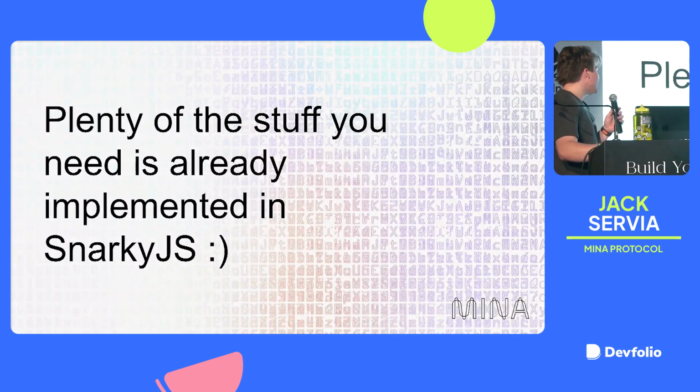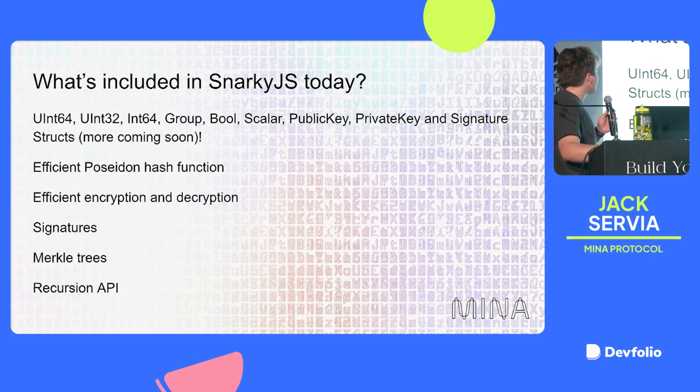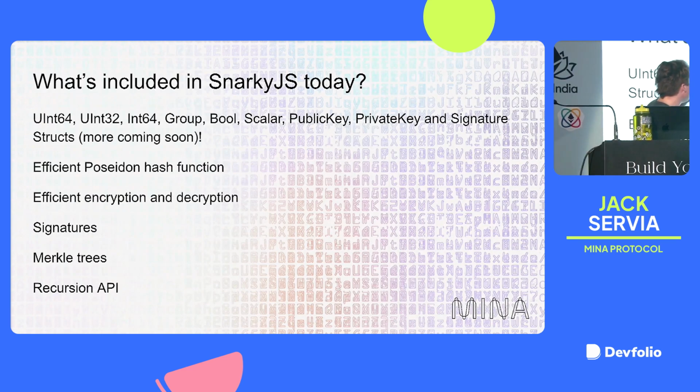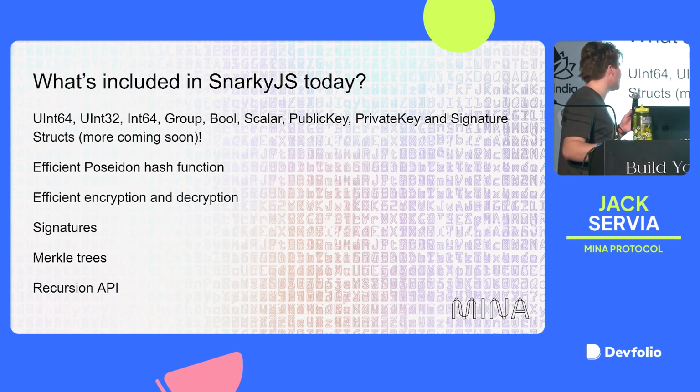So finally, plenty of the stuff that you need is already implemented in Snarky JS. We have all sorts of different types. These are structs for groups, public keys, private keys, signatures, scalars, etc. Efficient hash functions, efficient encryption and decryption, efficient signatures. We have Merkle trees and an API for recursion. And more coming all the time.